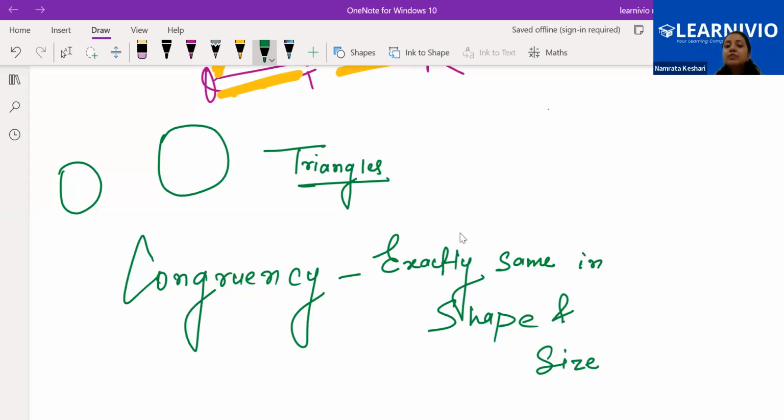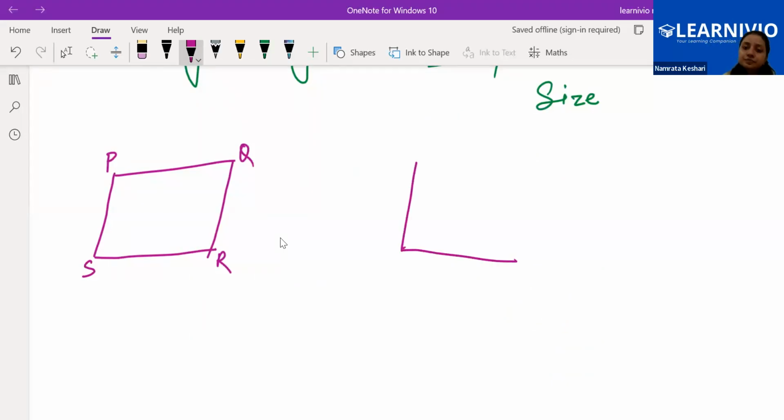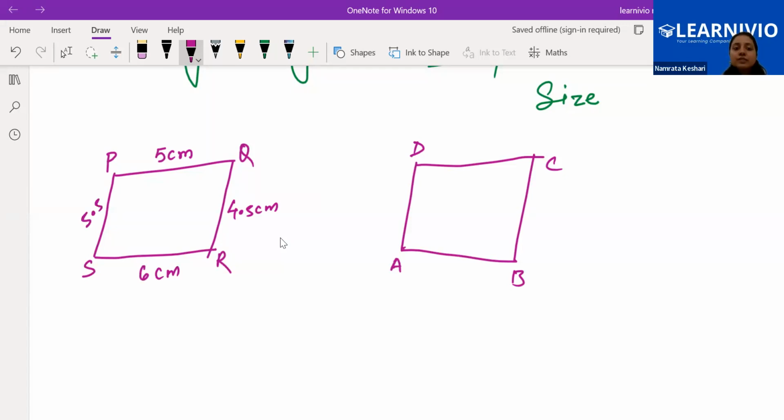Okay. Now, when we say two shapes are congruent with each other, then their corresponding sides must be same, and their corresponding angles also have to be same. So if I am drawing one quadrilateral over here, let's say quadrilateral PQRS, and I am drawing another quadrilateral over here, ABCD. Here I am saying that PQ is 5 cm, QR is 4.5 cm, RS is 6 cm and PS is, let's say, 5.5 cm.